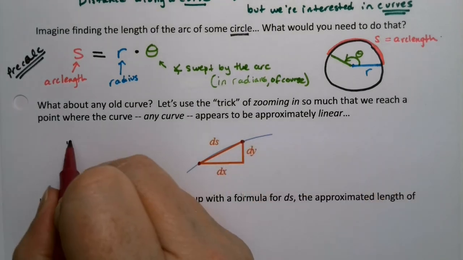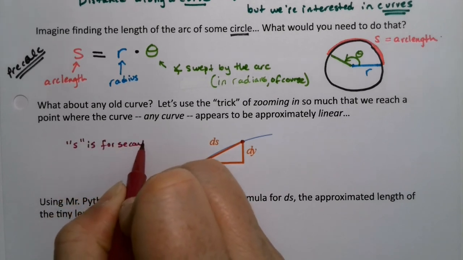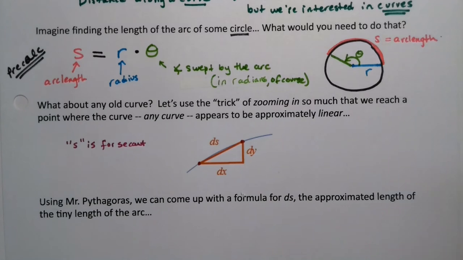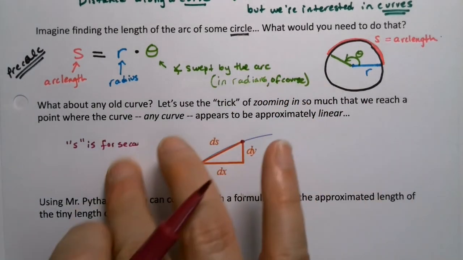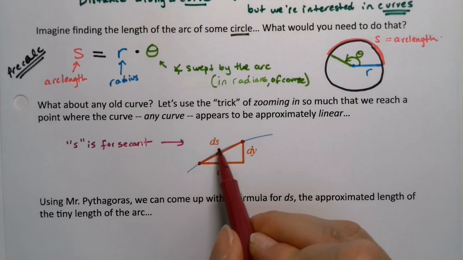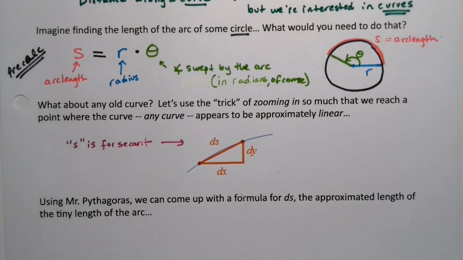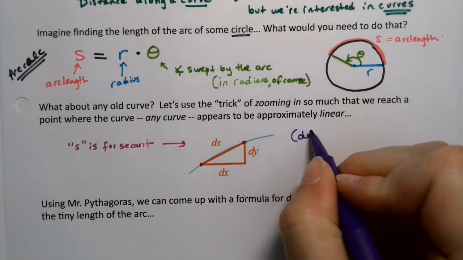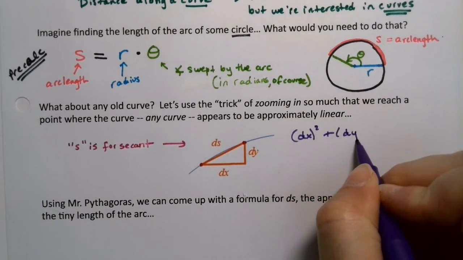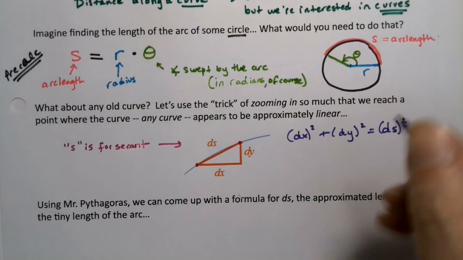So S is for secant, the secant of a curve. That's what that means right there. When you cut across a curve with a straight line, that's called a secant. So this should be true: because of the Pythagorean theorem, dx squared plus dy squared is equal to ds squared. Hello, Pythagoras.